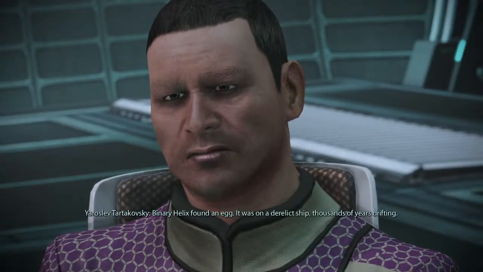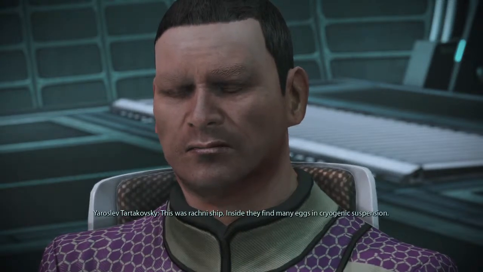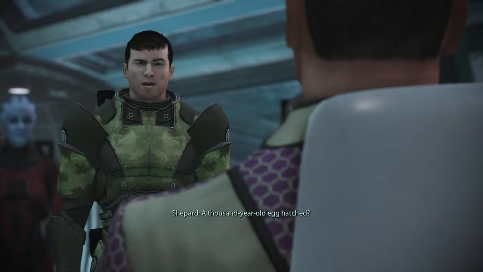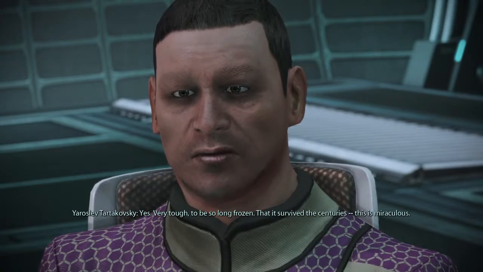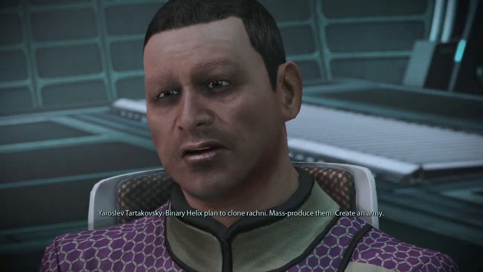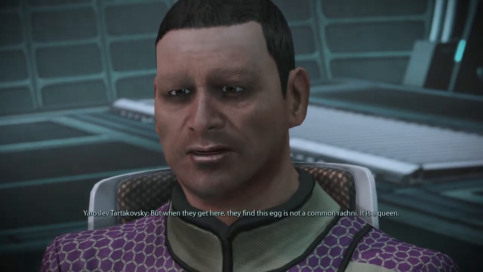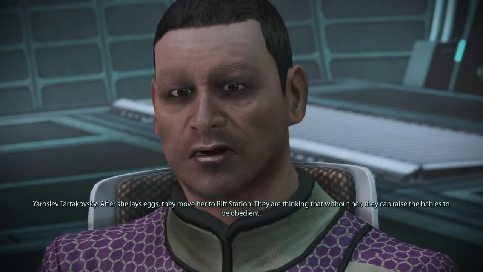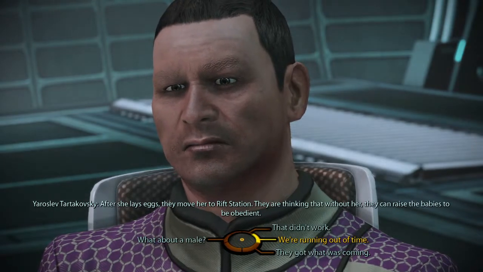Binary Helix found an egg. It was on a derelict ship, thousands of years drifting. This was Rachni's ship. Inside they find many eggs in cryogenic suspension. A 1,000-year-old egg hatched? Yes. Very tough to be so long frozen, that it survived the centuries. This is miraculous. Binary Helix planned to clone Rachni, mass-produce them, create an army. But when they get here, they find this egg is not a common Rachni. It is a queen. After she lays eggs, they move her to Rift Station. They are thinking that without her, they can raise the babies to be obedient.